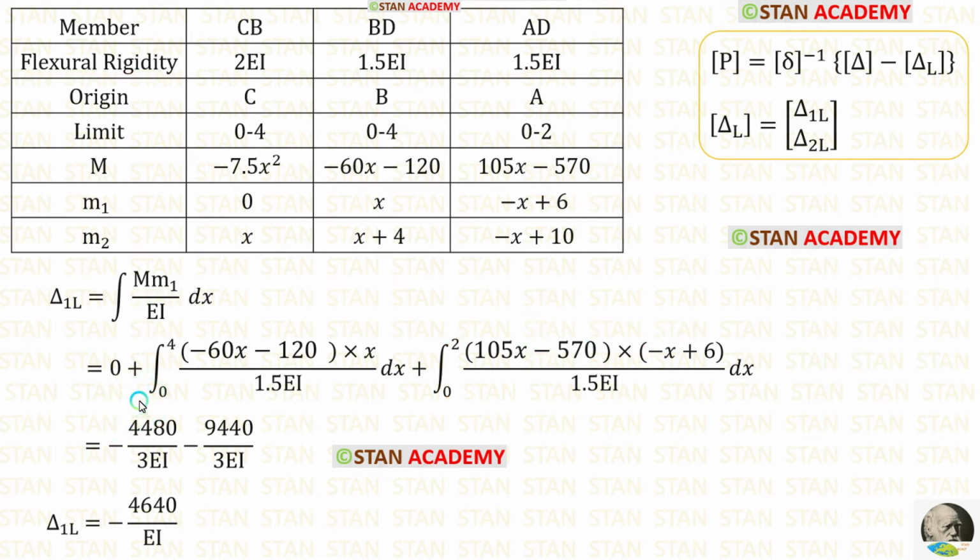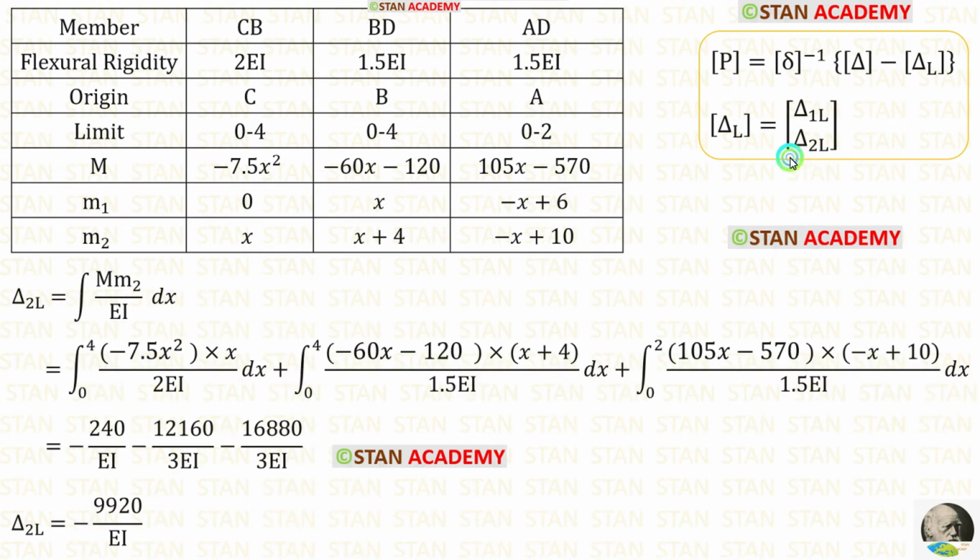Then we can use the calculator and do the integrations. If you do not know how to use the calculator for making integrations, see the description below. There is a link. You can click the link and watch the video. I have used the calculator and got the values. After adding these two values, I am getting delta 1L.